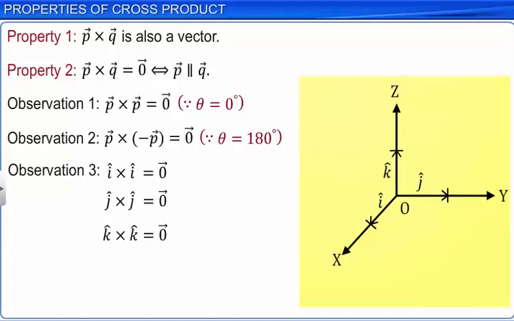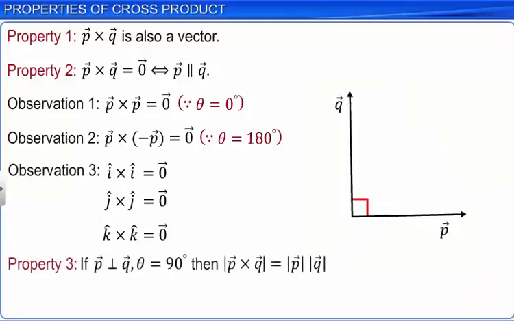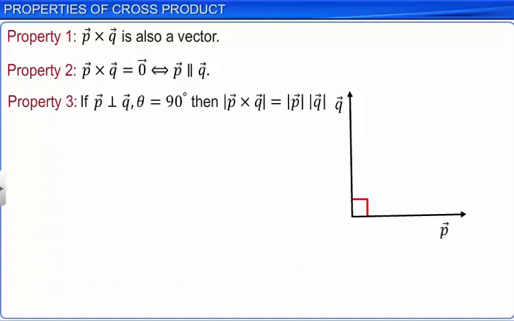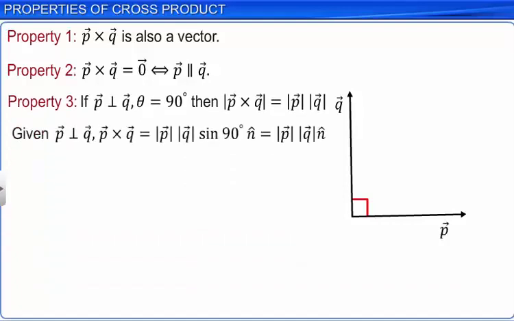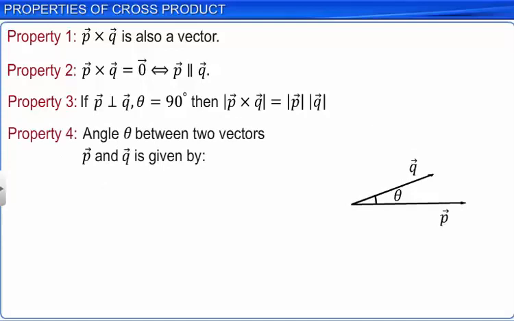Now consider two vectors P and Q that are perpendicular to each other. This means that angle theta between them is 90 degrees. Since sine 90 is 1 and n is a unit vector, the magnitude of the cross product of two mutually perpendicular vectors is equal to the product of their magnitudes. If you know the magnitude of the cross product of two vectors and the product of their modulus, you can find the value of angle theta between them using the formula shown here.